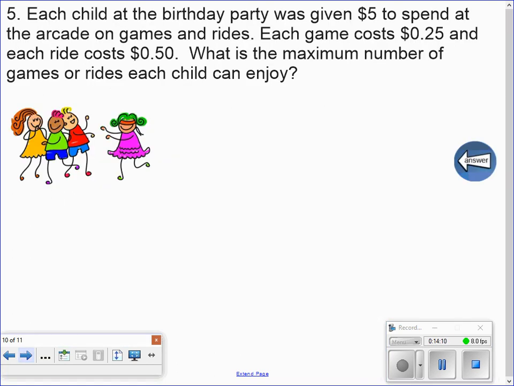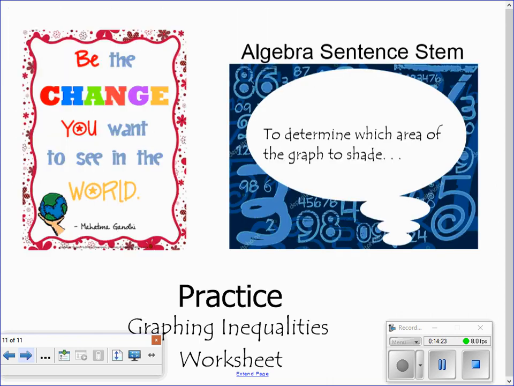Same thing for this last one. Again, you're writing the situation, and then you are solving to figure out how many would be here. I'm not going to go through this one, but just know that it's similar to that last question. To determine which area to shade from an inequality, that is what I would like for you to consider before watching the next video.